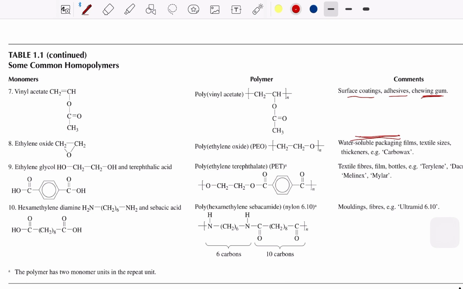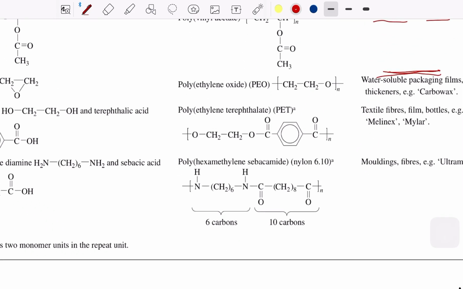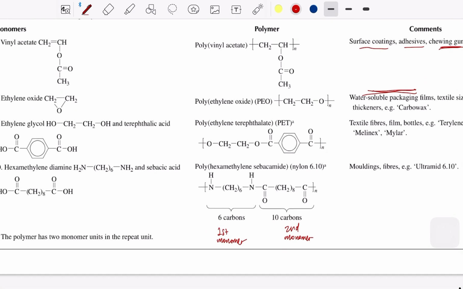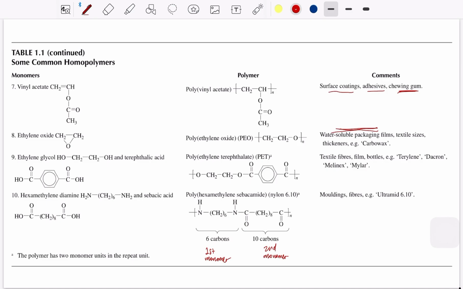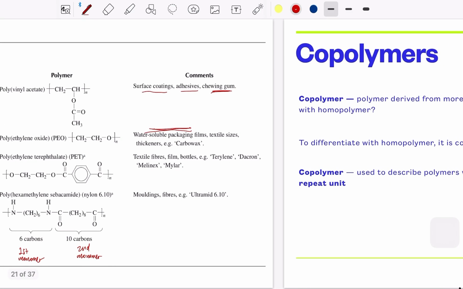The other common nylon is 6,6. So 6,6 and 610. The difference is on the carbon. So it has two monomers. This is the first monomer. This is the second monomer. And of course, nylon is for fiber, right? Fiber.